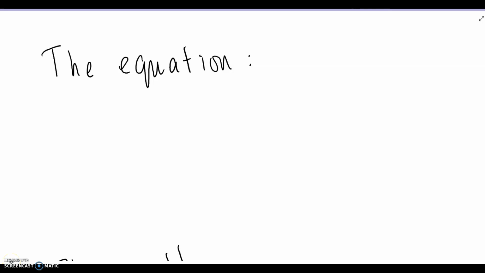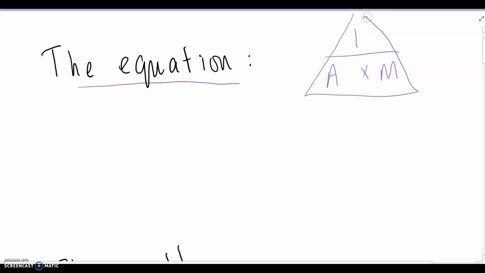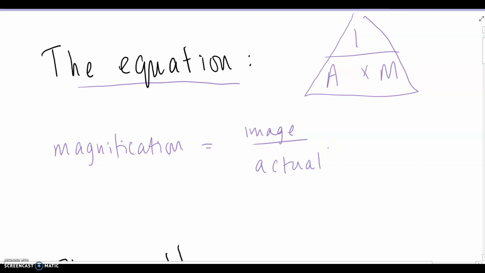Okay, so magnification calculations. The first thing to remember is the equation. To remember the equation, we can think "I am", which is just a nice triangle of I am. When we put that into a triangle like that, it tells us that magnification is equal to image over actual.